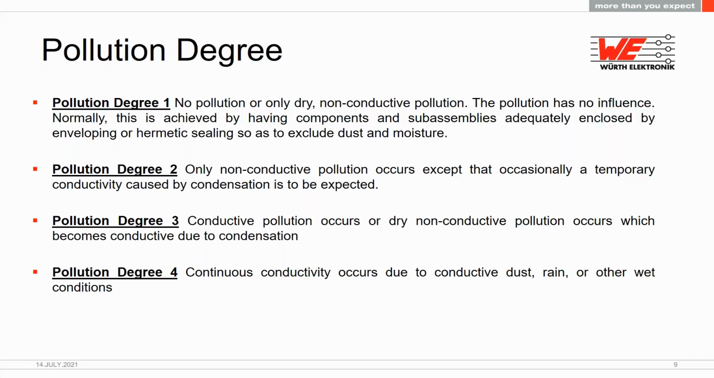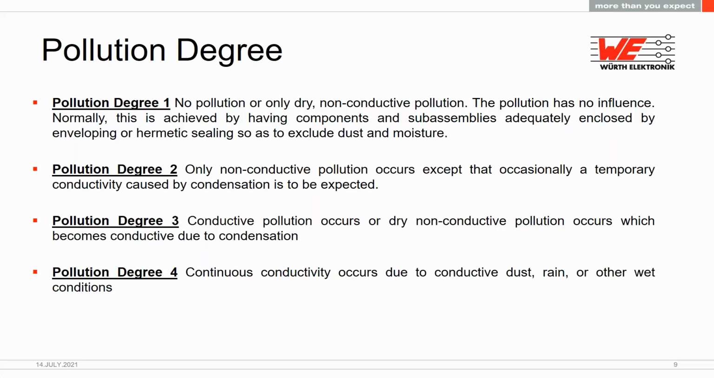Conductive pollution does occur, however, when we move up to pollution degree 3 environments. This type of environment typically has dry non-conductive pollution, which only becomes conductive due to condensation as well. We do see pollution degree 3 environments maybe in, say, an industrial application. The worst case environment is pollution degree 4. In this case, there's continuous conductivity, maybe due to conductive dust, rain, other wet conditions.